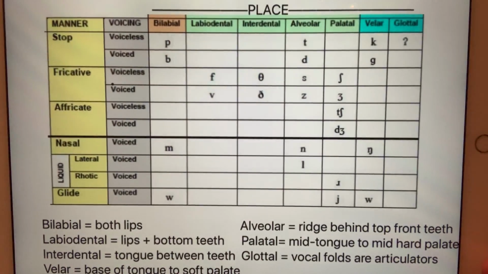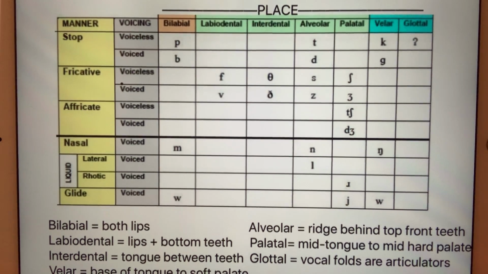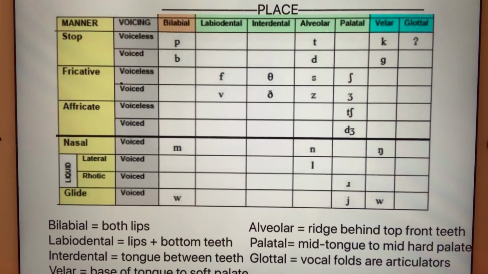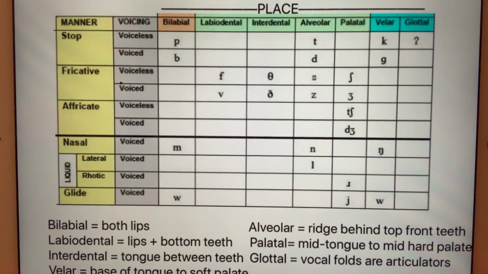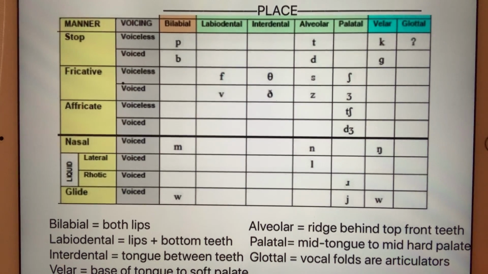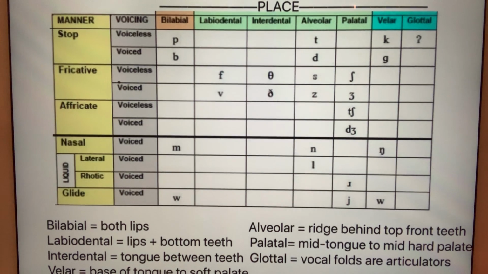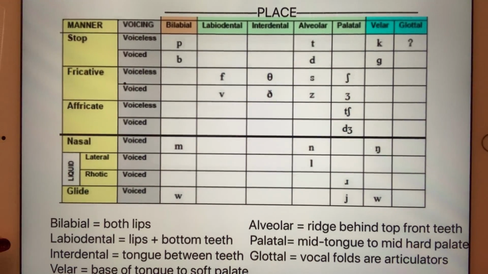We classify word sounds, specifically consonants, in a couple of different ways. One, by the manner in which we create them, and two, by the place in which they're created. So today we're going to go through the different manners of sounds, and we're going to talk about where they're produced so that we can produce them appropriately. The first one is just kind of going through the terminology.